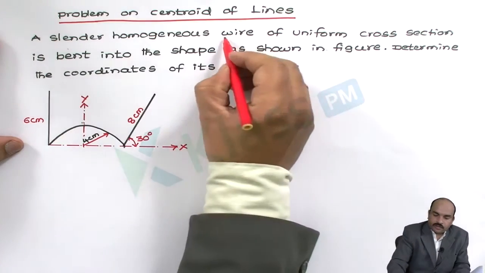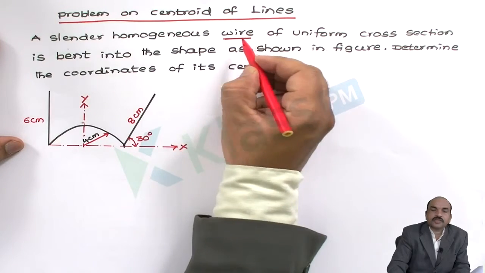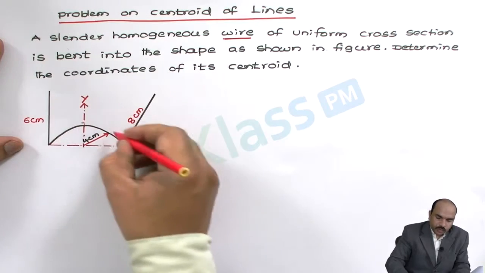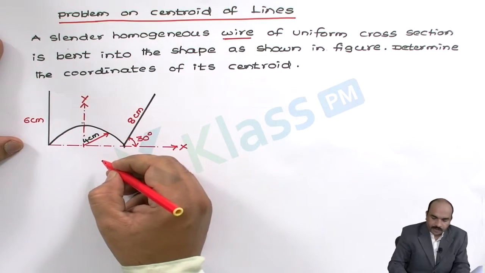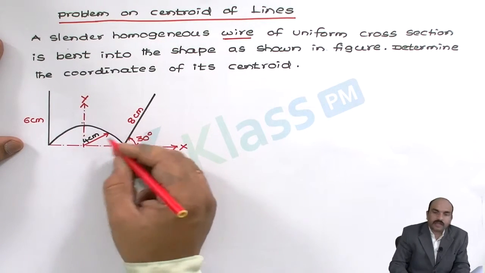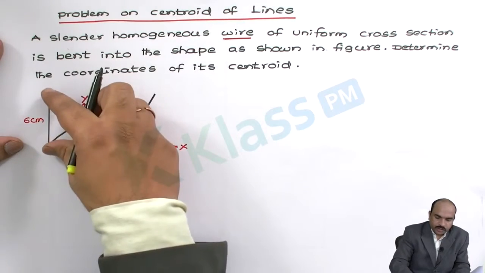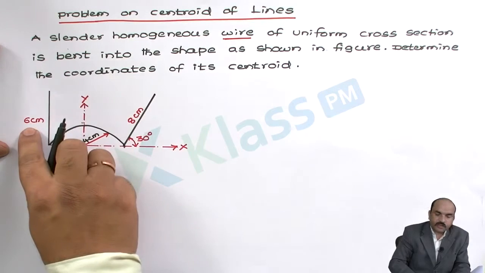We can see here a wire is given. Wire means it is in the form of a line only. That wire is bent into the shape given in the problem. Now we have to calculate the centroid of this figure. First let us see the given data. Here the total length of the line is given as 6 centimeters.